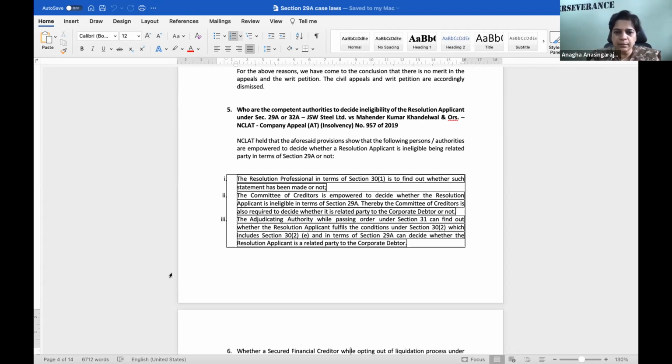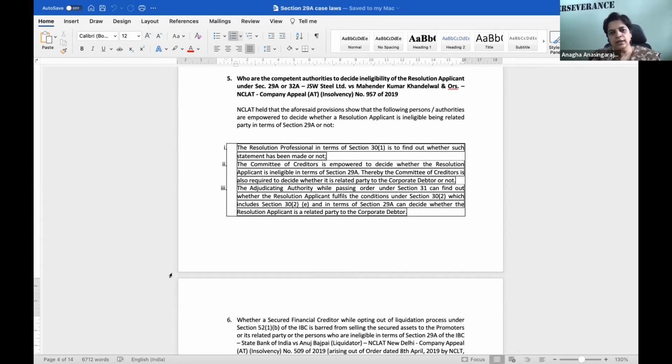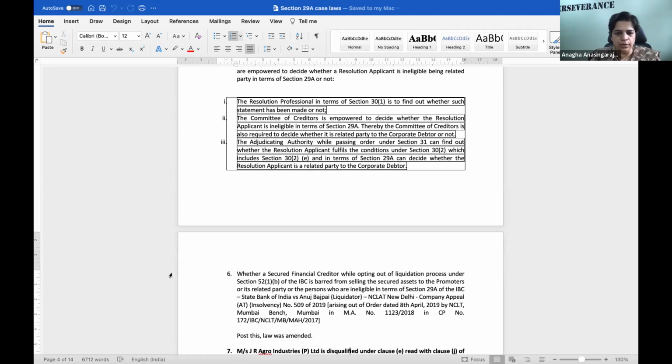Then the CoC is empowered to decide whether the applicant is ineligible in terms of section 29A. Thereby, the committee of creditors is also required to decide whether it is a related party of the CD or not. Then the next authority is the NCLT, where the NCLT, while passing the order under section 31, can find out whether the applicant fulfills the conditions under section 32, which also includes 32E, and in terms of 29A, the NCLT can decide whether the applicant is a related party of the CD or not.